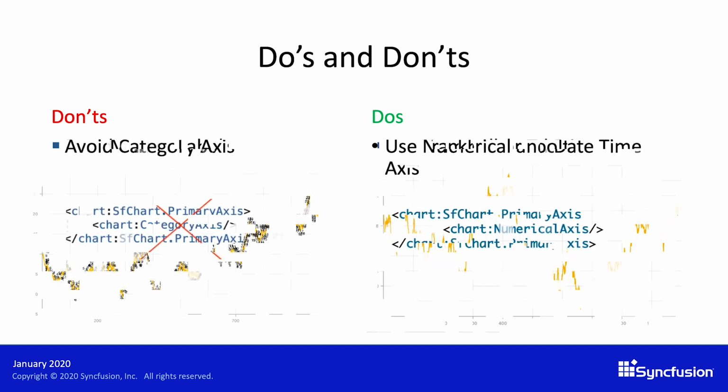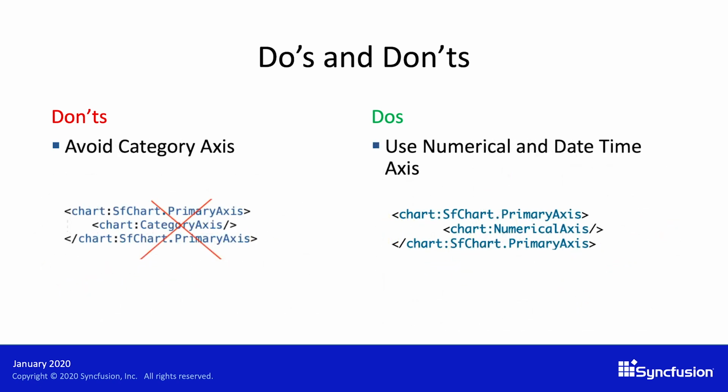Don't use the category axis when you don't have any specific need to show string values on the x-axis, because the category axis populates the labels based on the individual data points. Use the numerical axis and datetime axis, because the numerical and datetime axes populate the labels based on the range and intervals. These axes always give good performance when loading a large number of data points. You can enable the numeric axis as the primary axis like this code snippet.